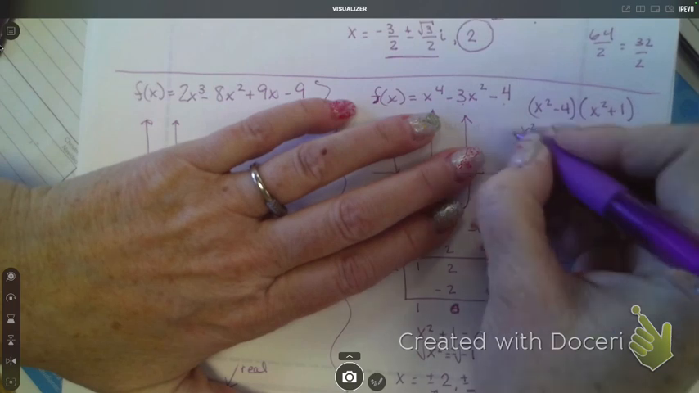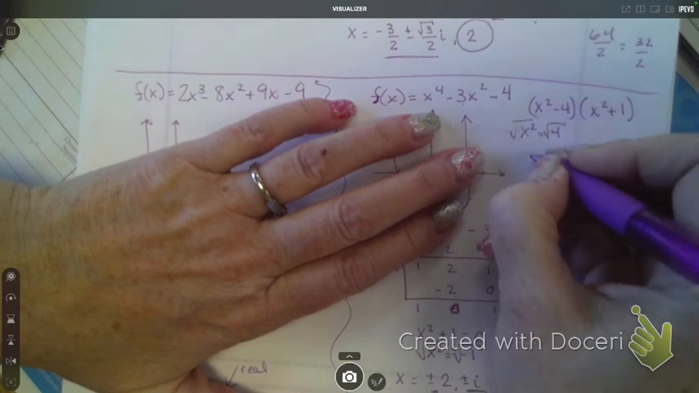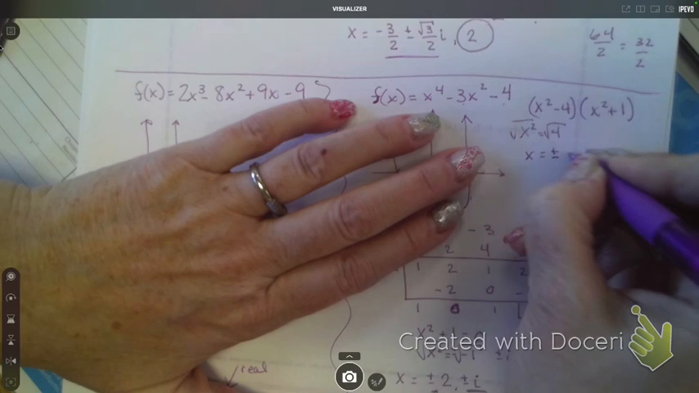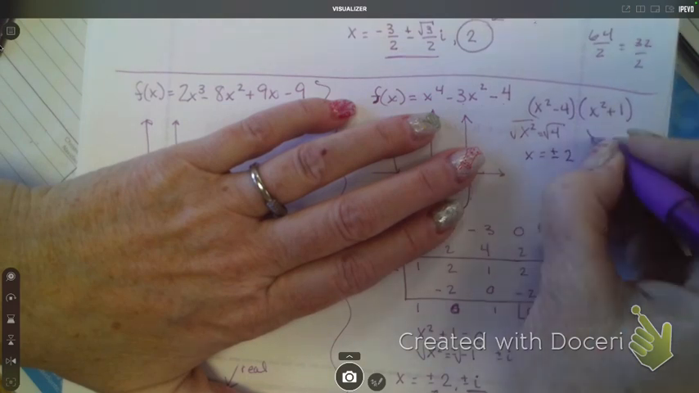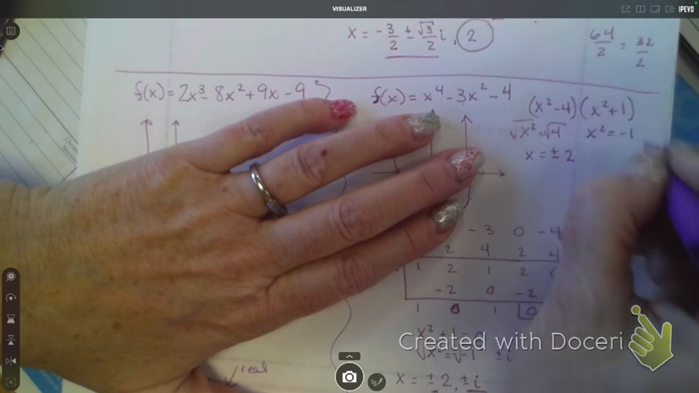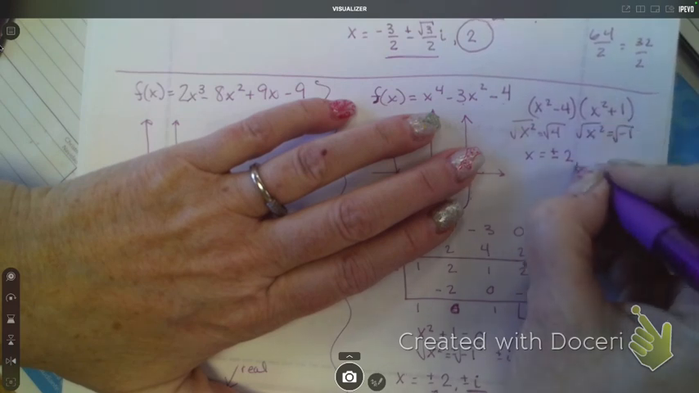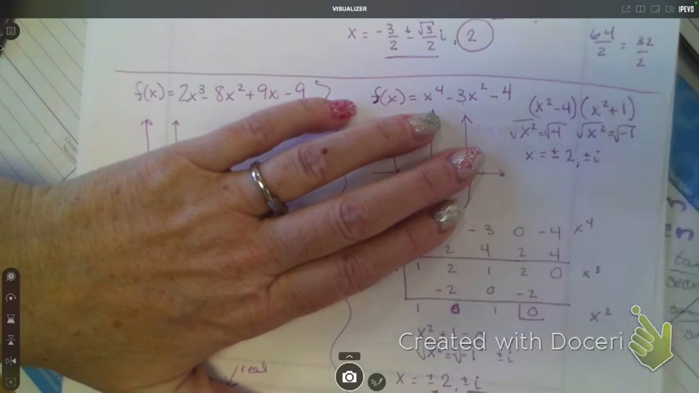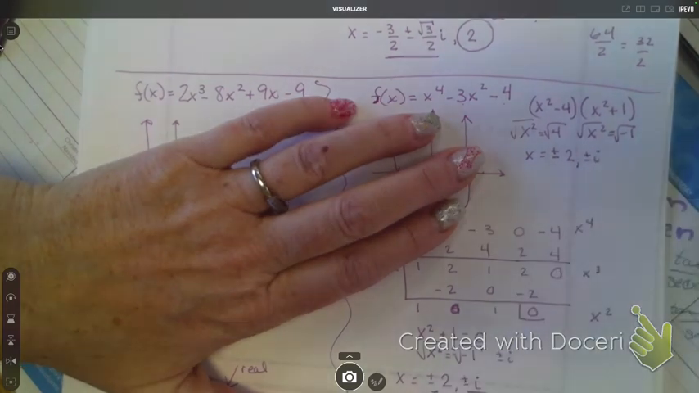Take the square root. So x equals plus or minus 2. And x squared equals negative 1 here. Same thing in the bottom, plus or minus i. Now, does this always work?